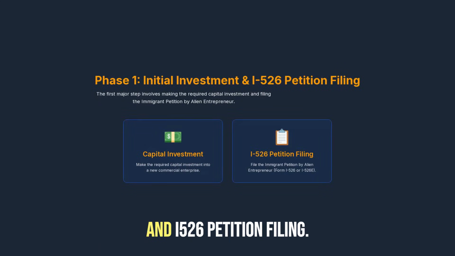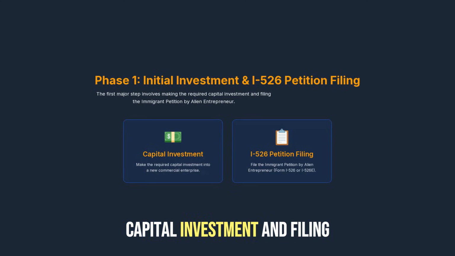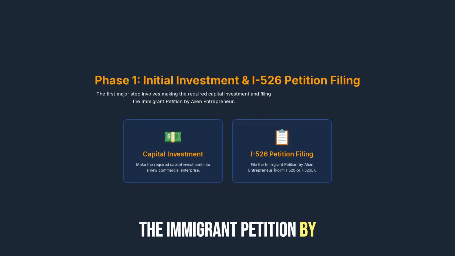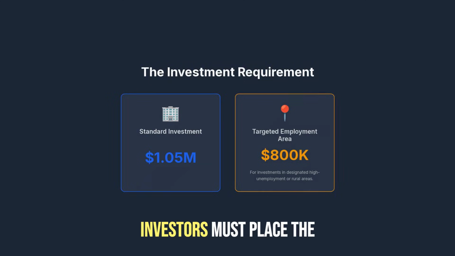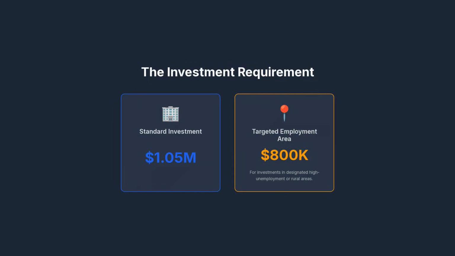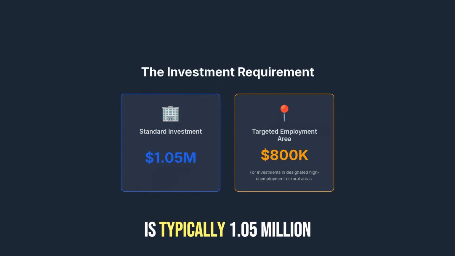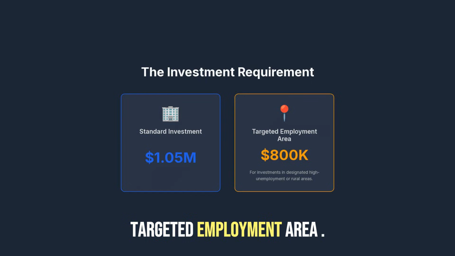Phase 1. Initial investment and I-526 petition filing. The first major step involves making the required capital investment and filing the immigrant petition by alien entrepreneur. The investment requirement. Investors must place the required capital into the new commercial enterprise. The standard minimum investment is typically $1.05 million, or $800,000 if the investment is made in a targeted employment area.